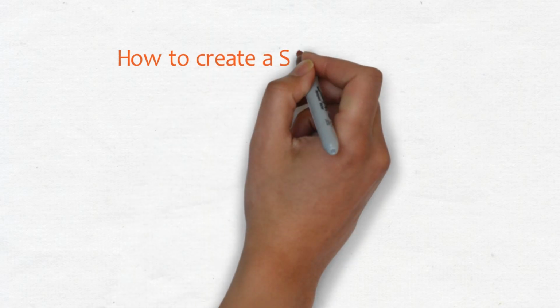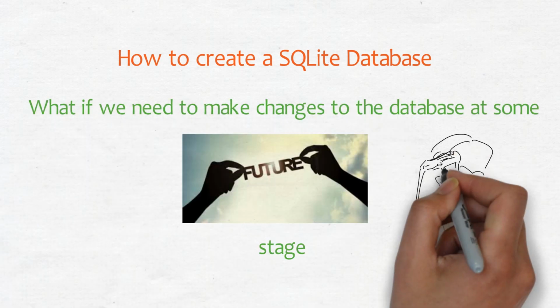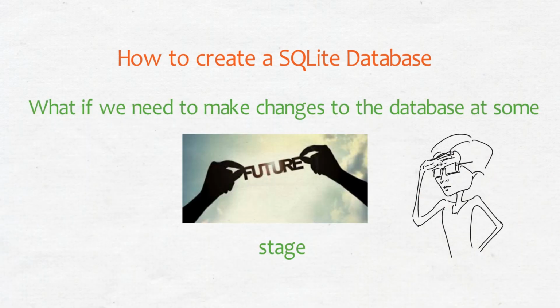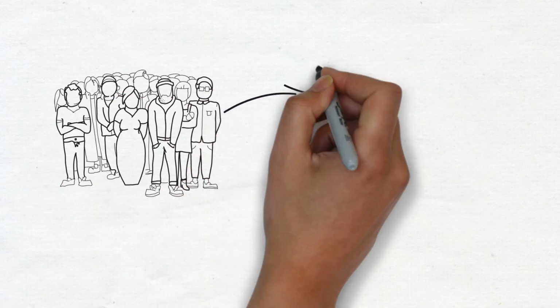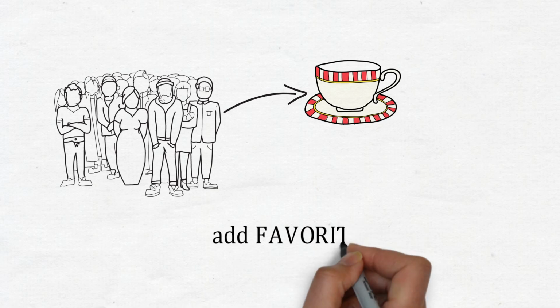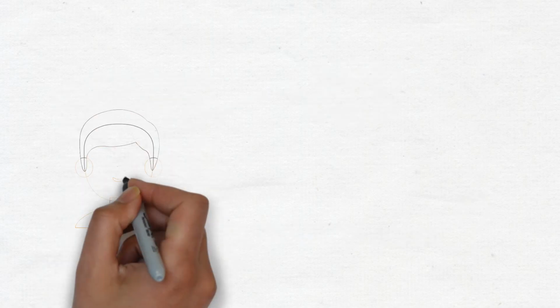So far we have seen how to create a SQLite database that our app will be able to use to persist data. But what if we need to make changes to the database at some future stage? As an example, suppose lots of users have already installed our coffee app on their device and we want to add a new favorite column to the drink table. How would you distribute this change to new and existing users?